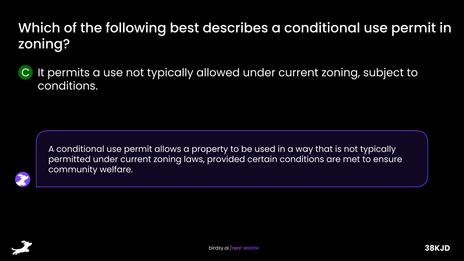A conditional use permit allows a property to be used in a way that is not typically permitted under current zoning laws, provided certain conditions are met to ensure community welfare.